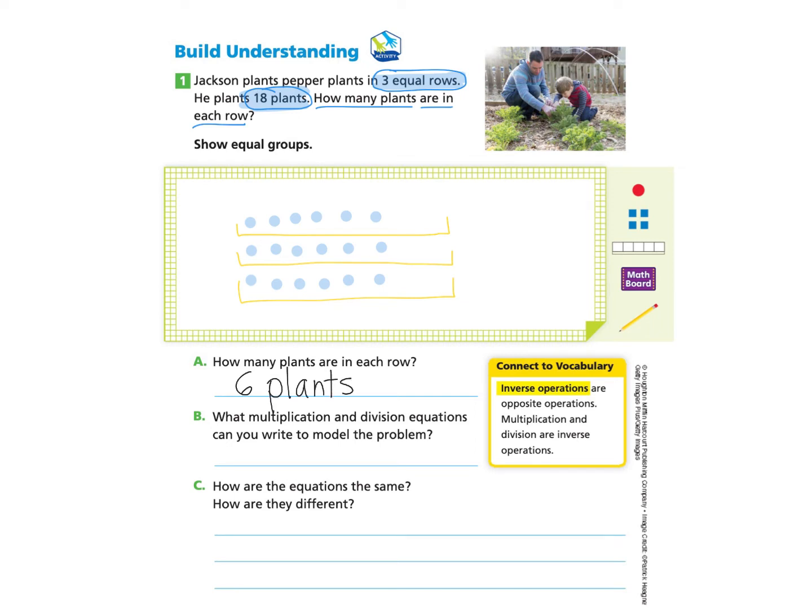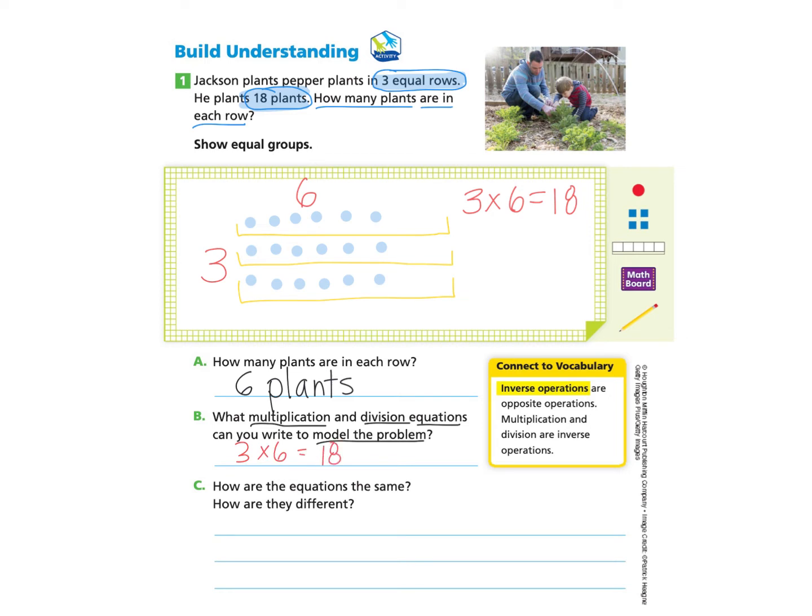And part B, what multiplication and division equations can you write to model the problem? Again, if you would like to pause and try this on your own, you're welcome to do that and come back or follow along with me. So we can look at this array and we can see that there are 3 rows, and in each row there are 6 plants. And we know that the total is 18. So 3 times 6 makes 18. So that's our multiplication equation, 3 times 6 equals 18.